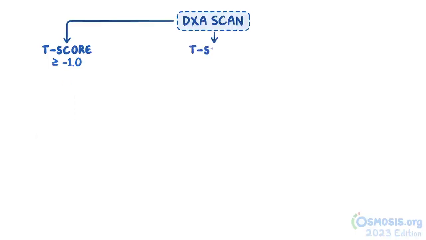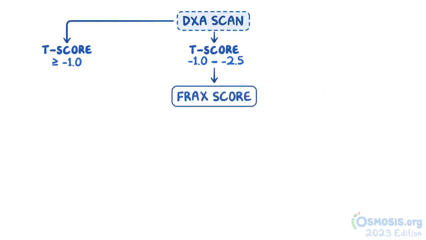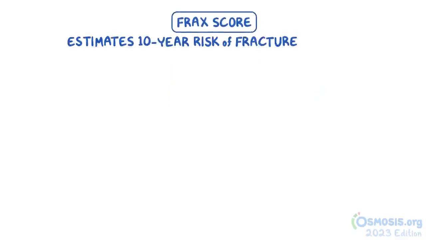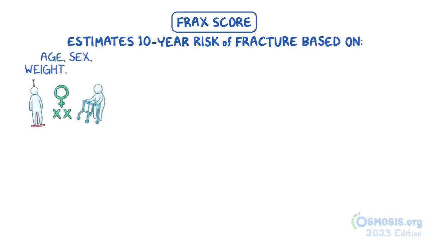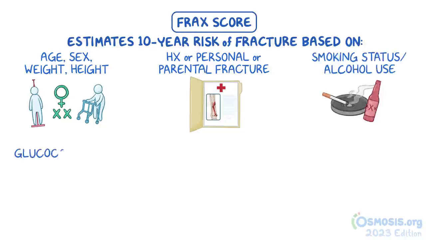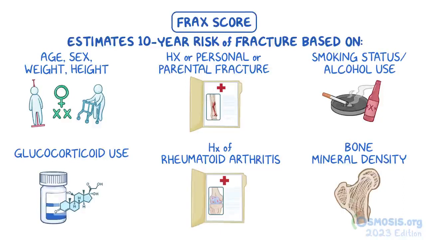On the other hand, if the T-score is between minus 1.0 and minus 2.5, then the patient may have either osteopenia or osteoporosis, so you should use the fracture risk assessment tool to calculate a FRAX score. The FRAX score estimates a person's 10-year risk of either a hip fracture or a major osteoporotic fracture based on their age, sex, weight, height, and history of personal or parental fracture. It also takes into account smoking status, alcohol use, glucocorticoid use, history of rheumatoid arthritis, and bone mineral density at the femoral neck.